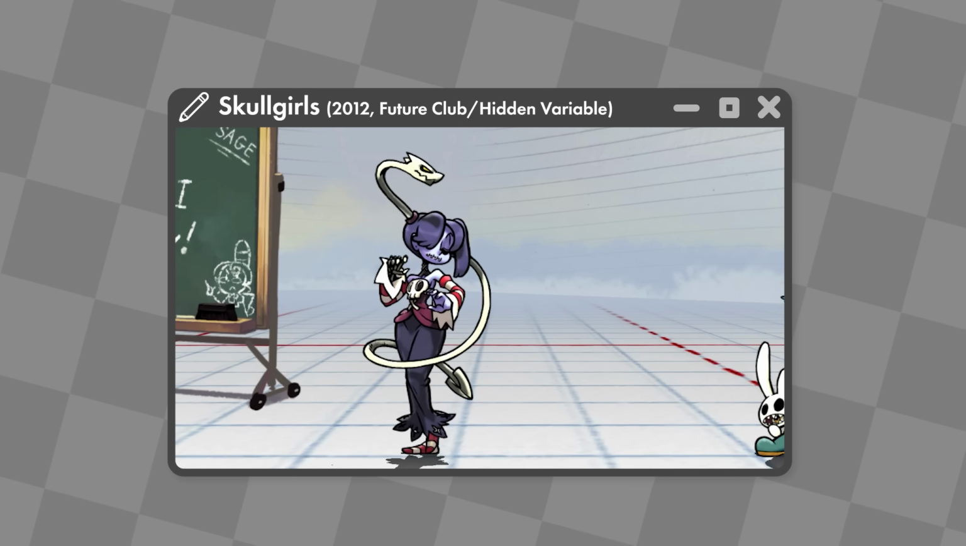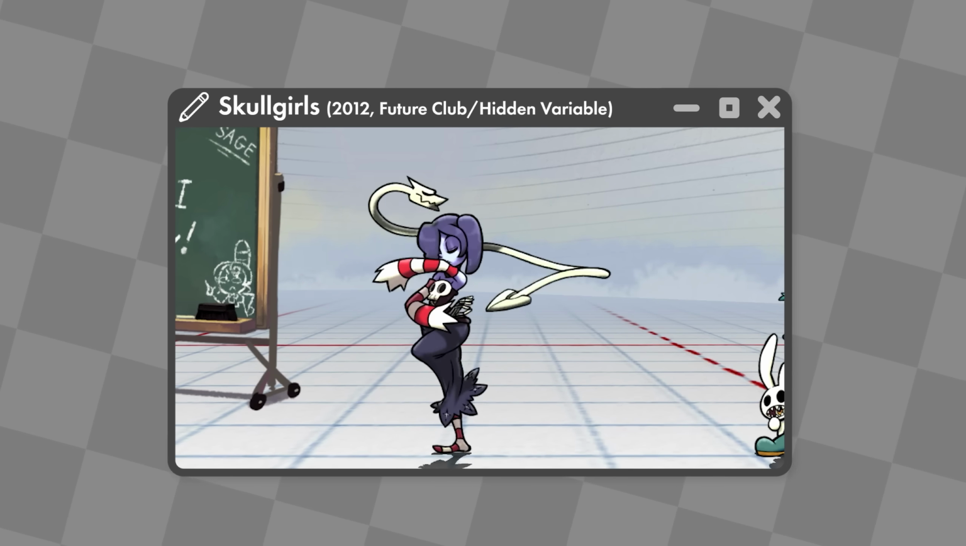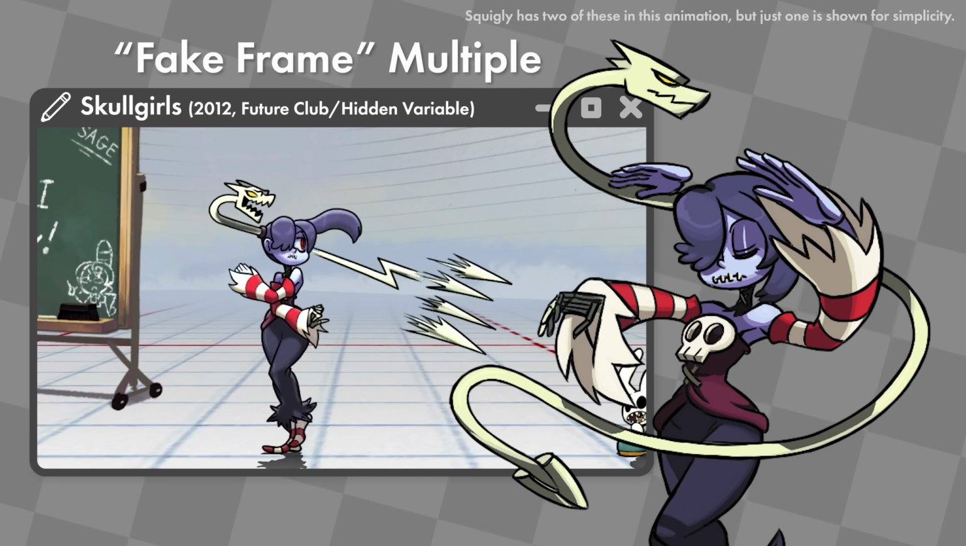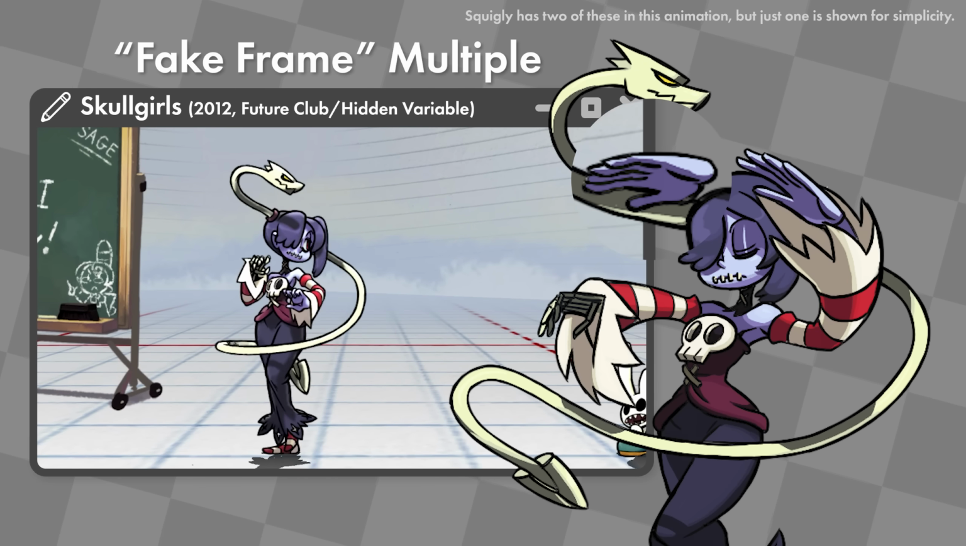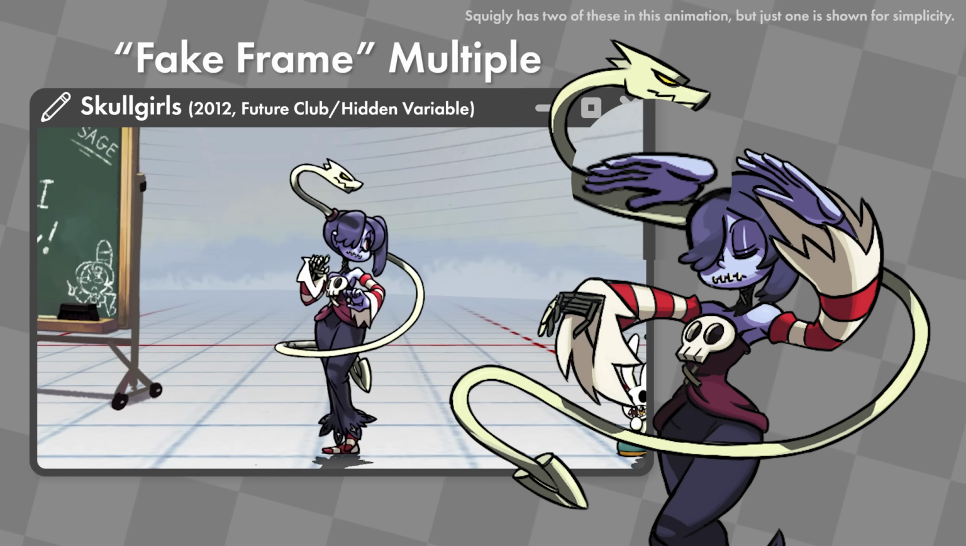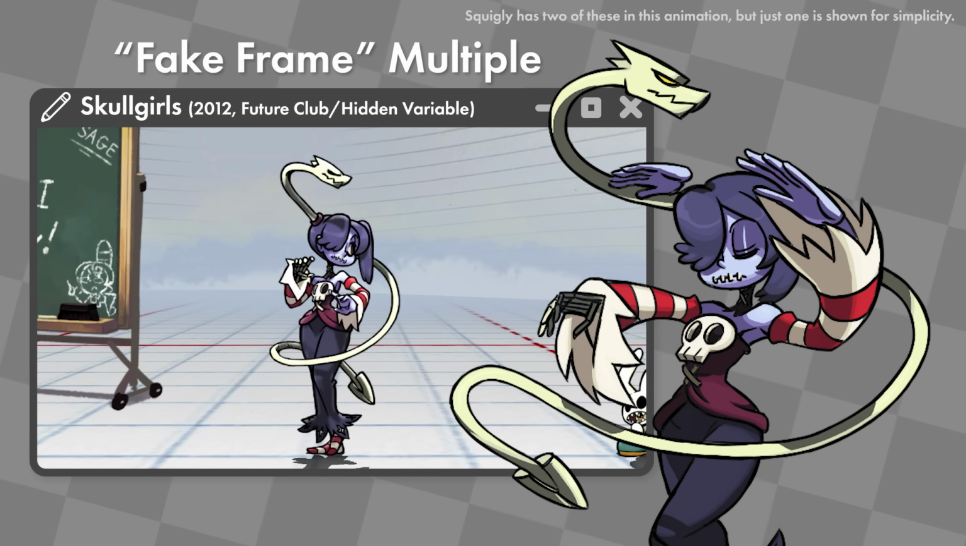If you need part of the character visible for just one more frame than you have available, you can create a fake frame with a multiple. In motion, it'll seem like 2 frames when it's really just 1. The extra fake frame with a multiple smear helps the viewer see and focus on an important part of the character, and I just think that's pretty cool.